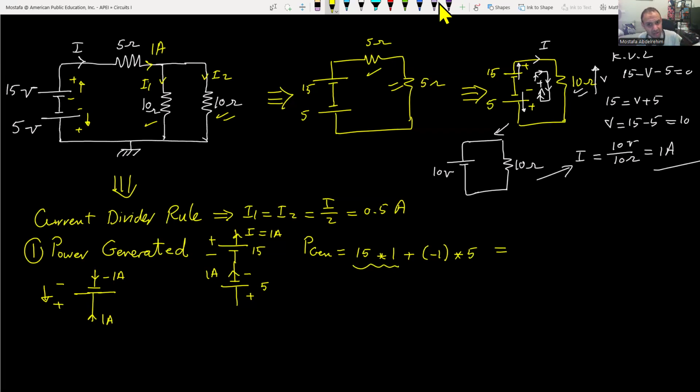This is understood. But how come the power generated is negative? How come a battery, a source, generates negative power? That means this battery is charging. There is a battery here that is charging, and it feeds other elements. One of the elements fed by the 15-volt battery is another battery. So it's like a battery charging another battery.